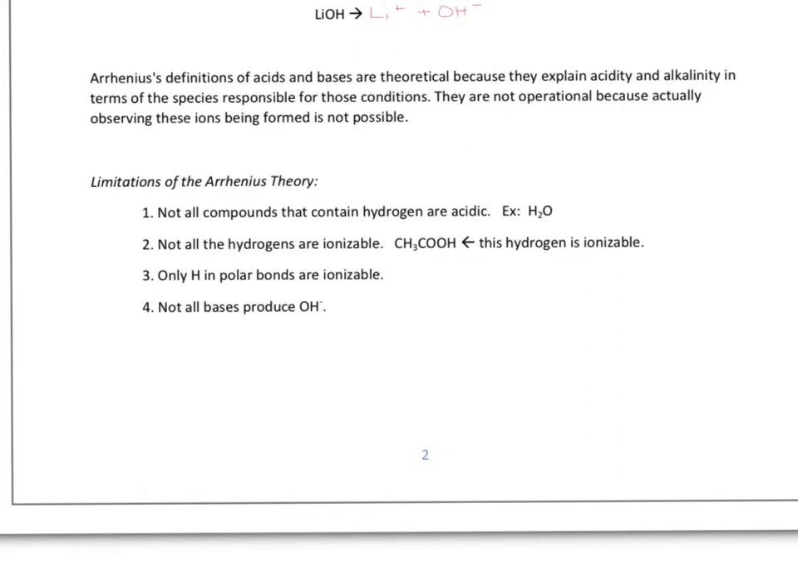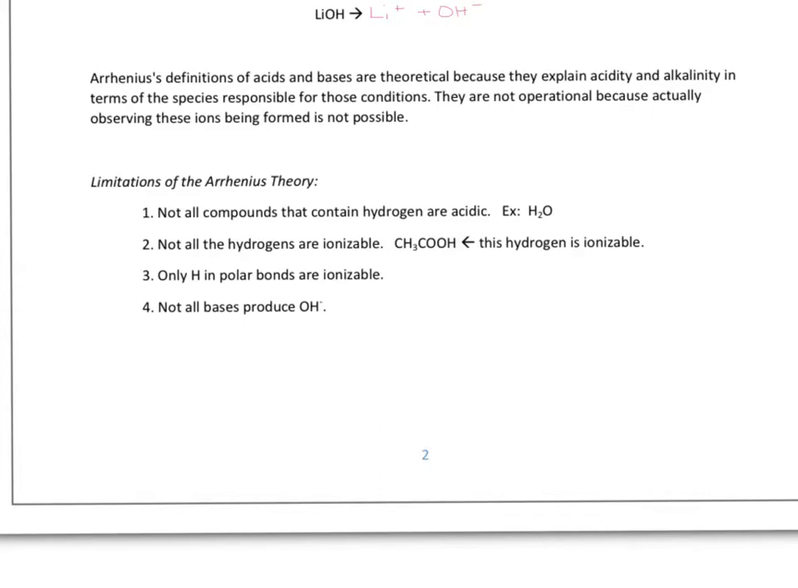The original Arrhenius theory, while it did pave the way for acids and bases, is not perfect or foolproof. There are some limitations of the Arrhenius theory that you should be aware of. For example, not all compounds that contain hydrogen are automatically acidic. Not all of the hydrogens are ionizable. For example, in CH3COOH, or acetic acid, only the H at the end is actually ionizable.